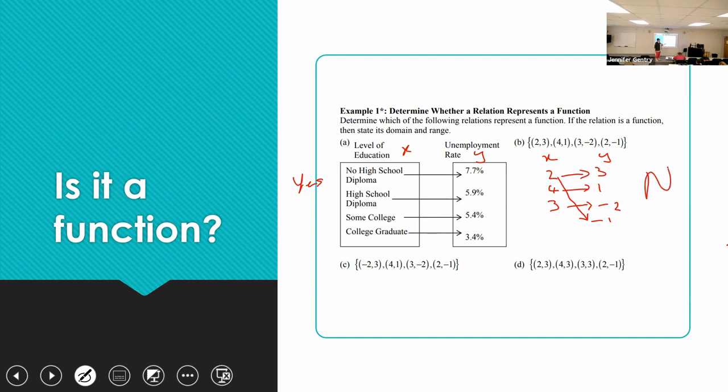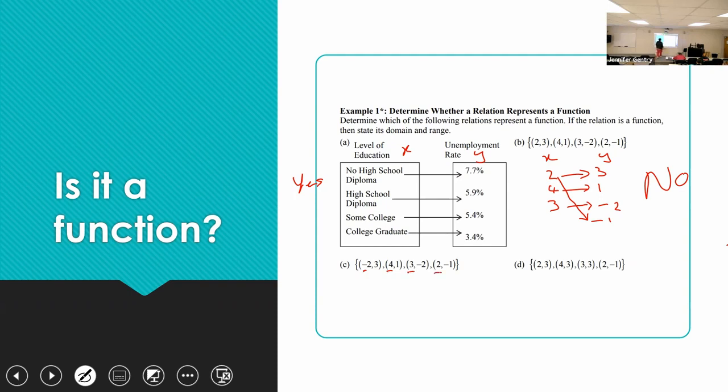Okay, does that make sense? Yeah. Okay. What about this set down here? (-2, 3), (4, 1), (3, -2), (2, -1). Why is it a function? Right. Every x is unique. They each have 1 y associated with it, right?